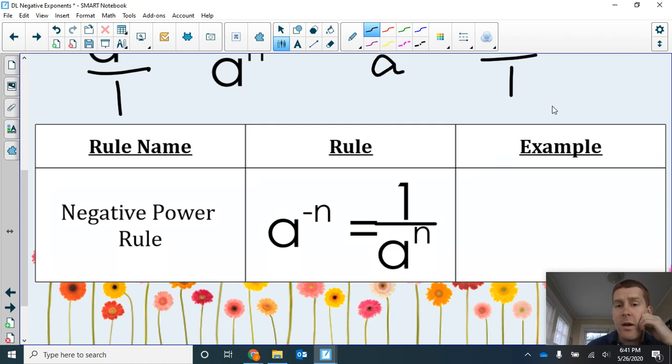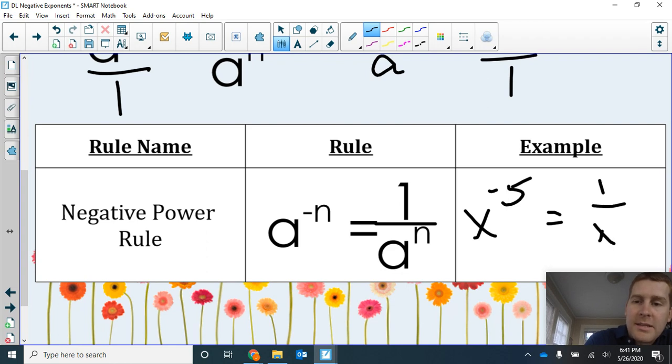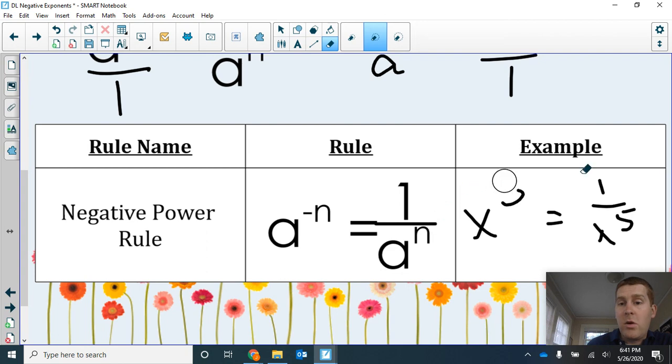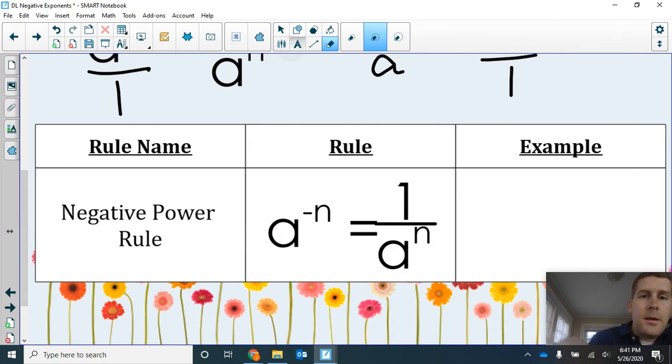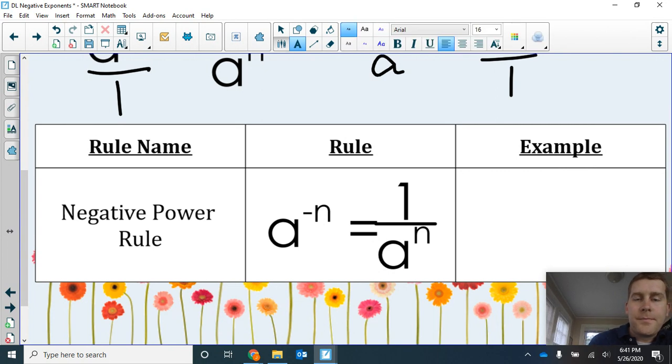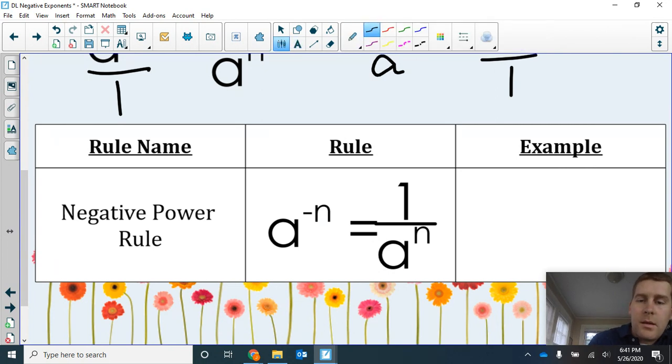Make it the example you want. Let's say my example was x to the negative fifth, right? That would simplify to 1 over x to the fifth. Let's say, make a big example, maybe you want to do the opposite of that. You want to say, 1 over y to the negative fourth. Well, that would then simplify to just y to the fourth.